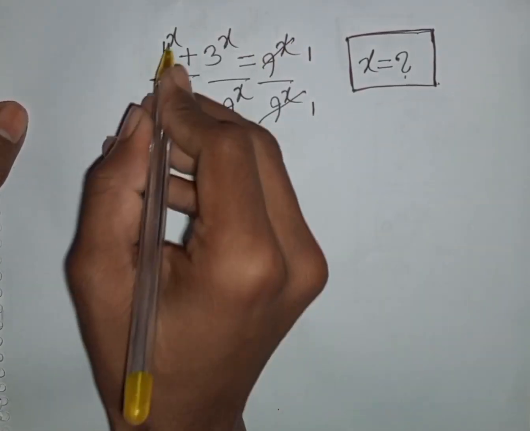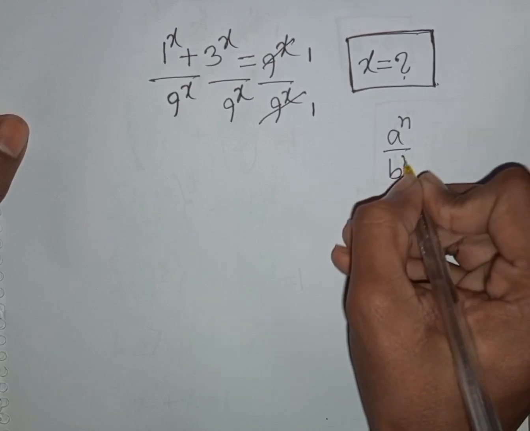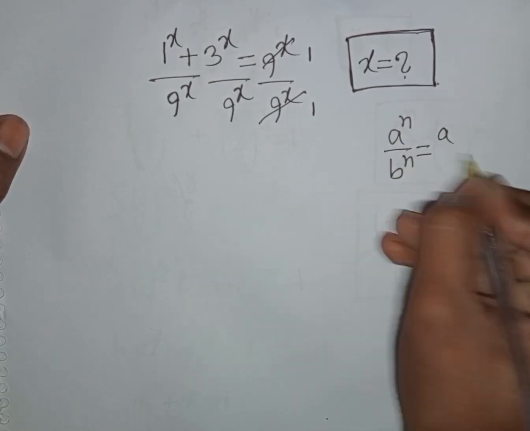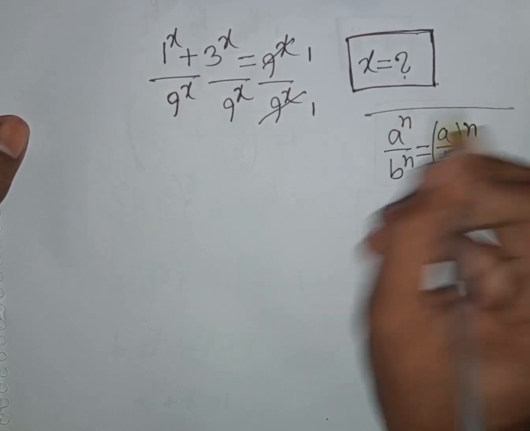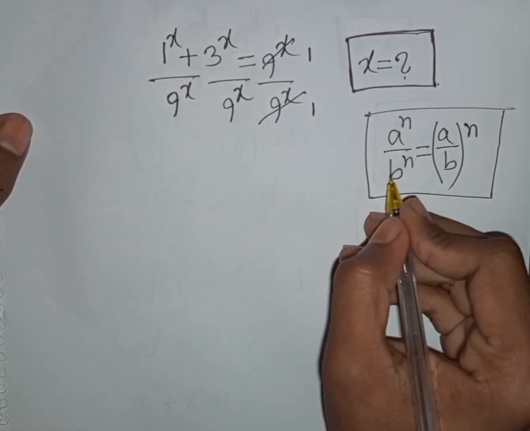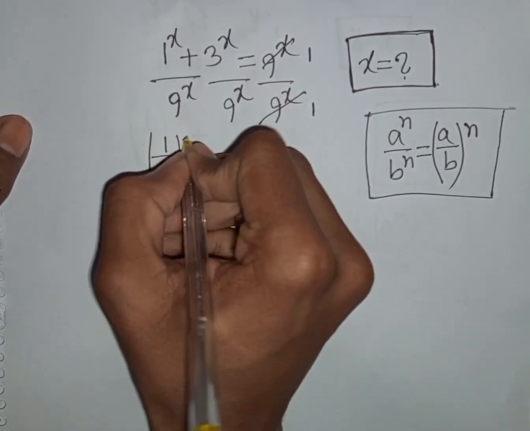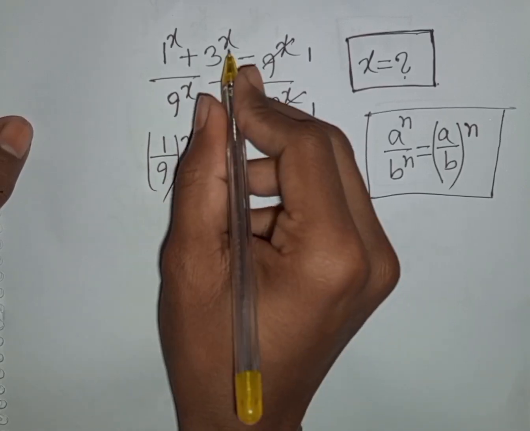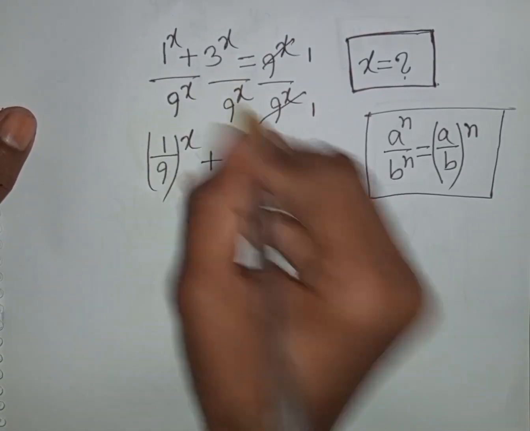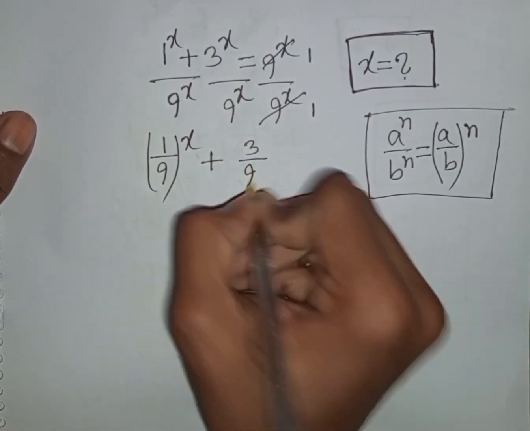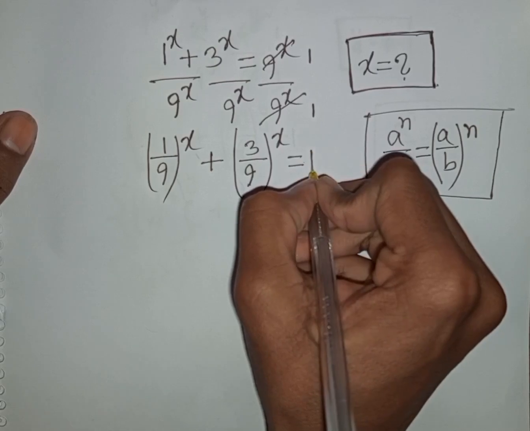Now we see the same power x but different bases. According to the formula (a^n/b^n = (a/b)^n), with common power n, we can write (1/9)^x +, and again x is the same power but different base, so (3/9)^x equals 1 divided by 1, that means it will be 1.